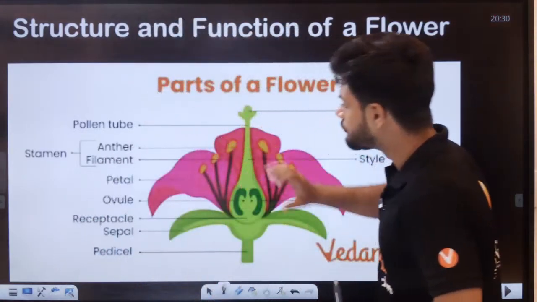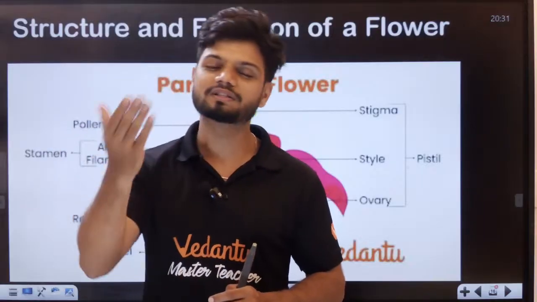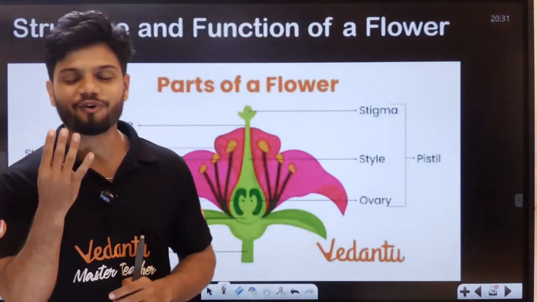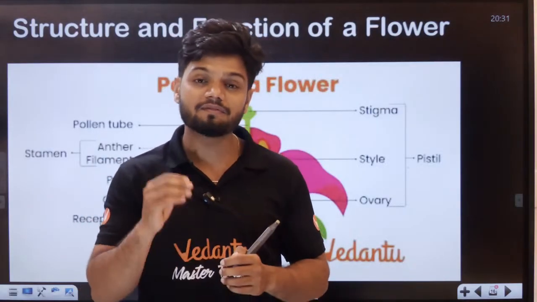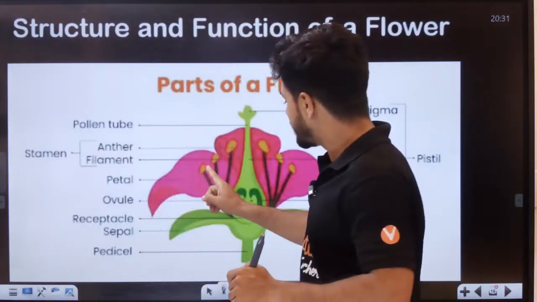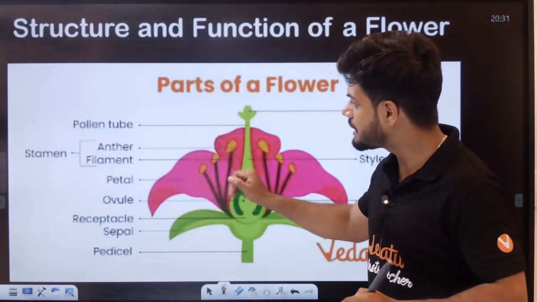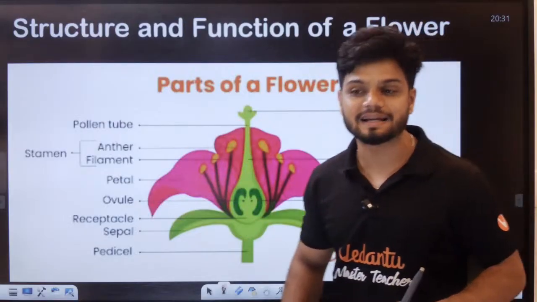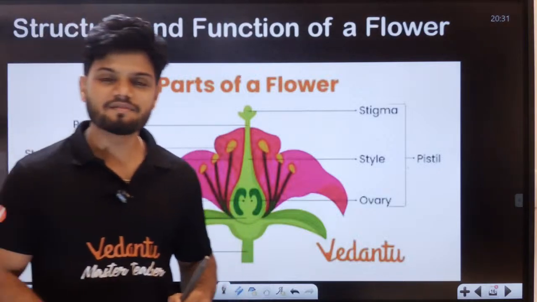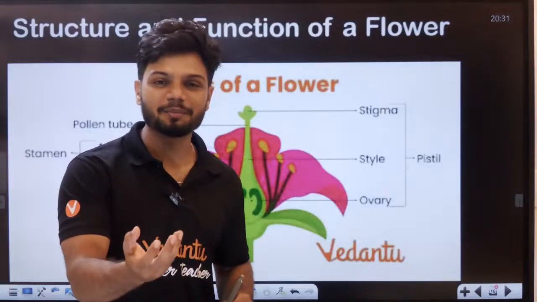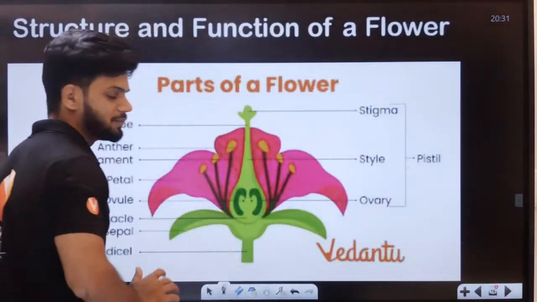Now if you look at a typical flower, it has 4 main whorls. There is the outermost whorl called calyx. Then we have corolla. Corolla is the petals. Calyx is the sepals. Then we have the androecium. Androecium is the stamen, anther and filament. Then we have the gynoecium. Gynoecium has 3 parts: stigma, style and ovary. These are the 3 main parts of the gynoecium.